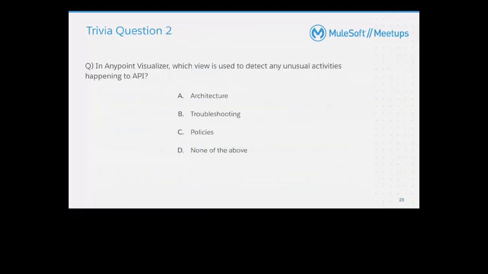Question 2 for our trivia. All right, here we go. So the question is, in Anypoint visualizer, which view is used to detect any unusual activities happening to an API? Is it A, architecture, B, troubleshooting, C, policies, or D, none of the above?